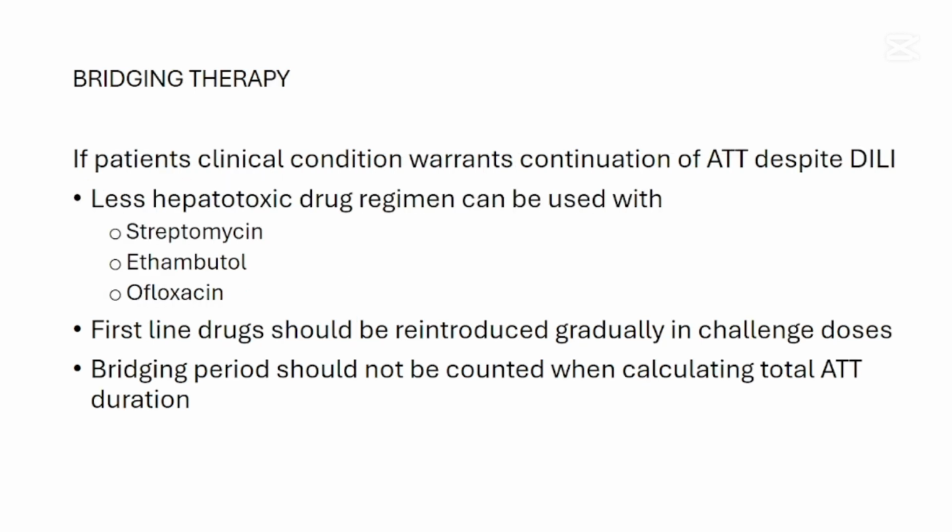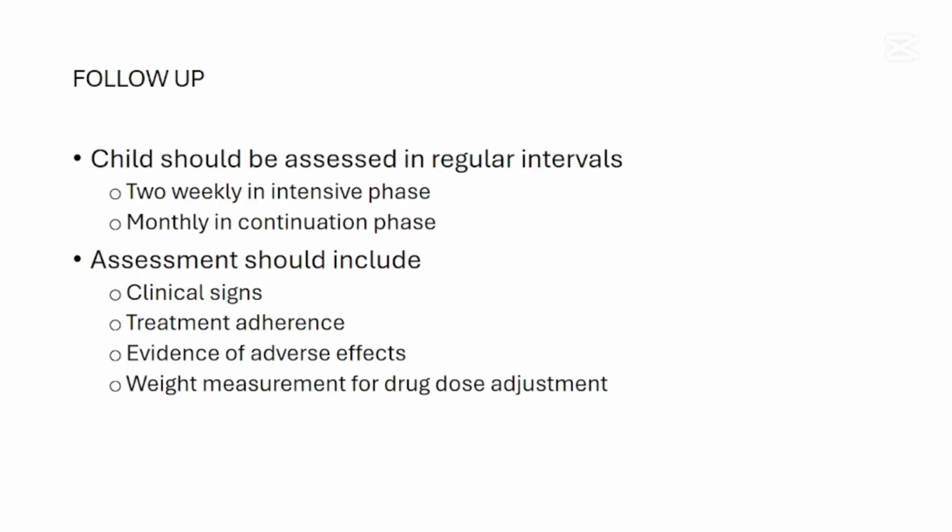But if the disease is severe and warrants continuing TB treatment, we should go for bridging therapy, usually with less hepatotoxic drugs like ethambutol, streptomycin, and ofloxacin. That should be individualized by a chest physician.